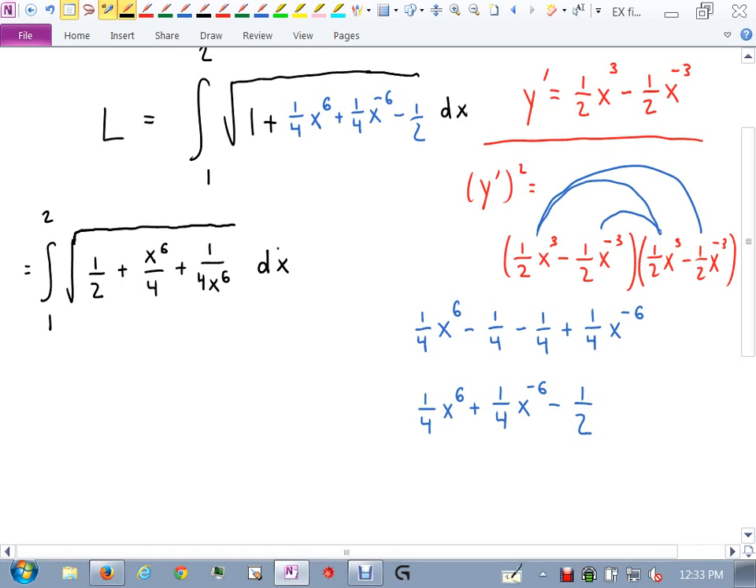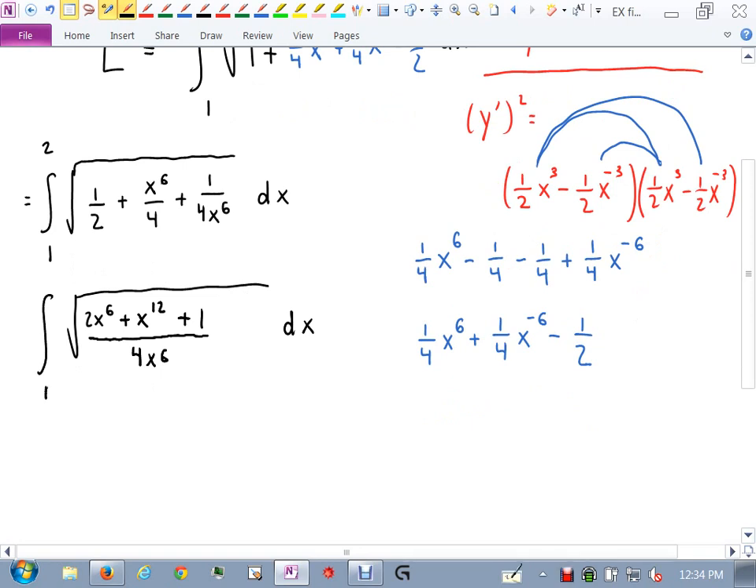So let's do that. I'm going to have to multiply the first one here by what on top and bottom? 2x to the 6th on top and bottom. So I get 2x to the 6th up there. What do I have to multiply this one by, top and bottom? X to the 6th. So x to the 6th on top times x to the 6th is x to the 12th. And then on the last one, do I have to put anything? No, so I have plus 1. That's all over the common denominator, which is 4x to the 6th dx. Integral 1 to 2. Sorry, I forgot that.